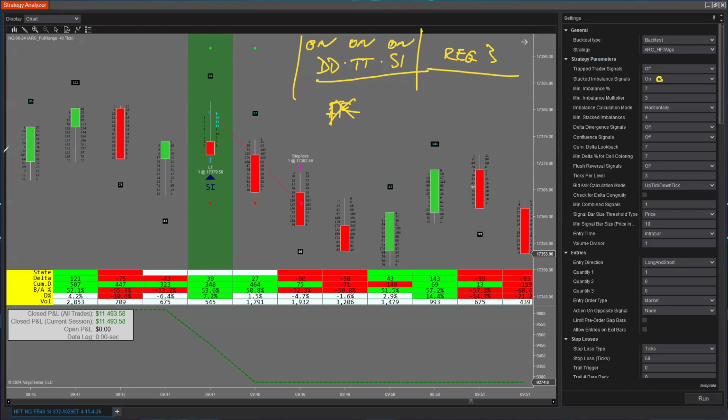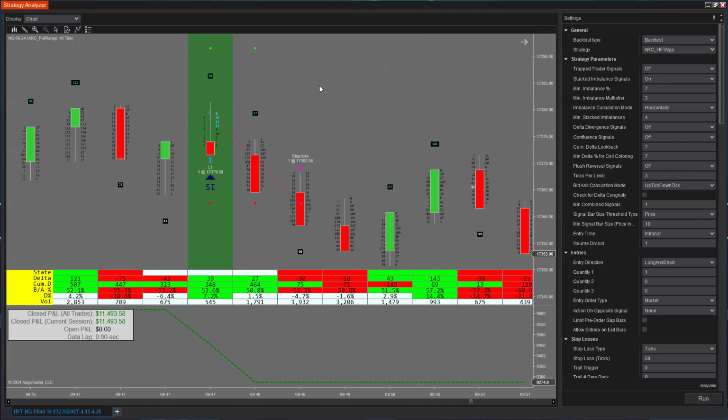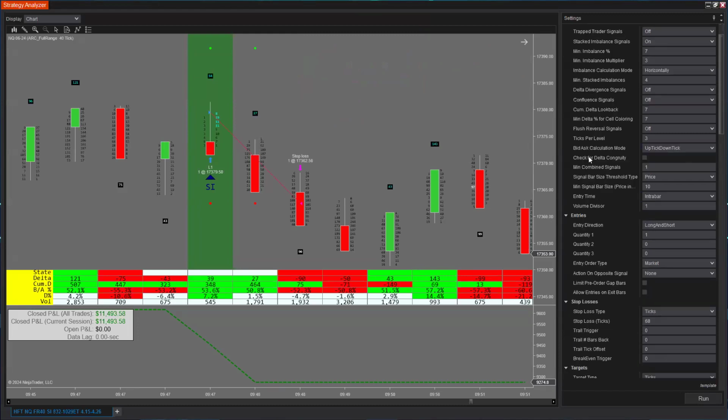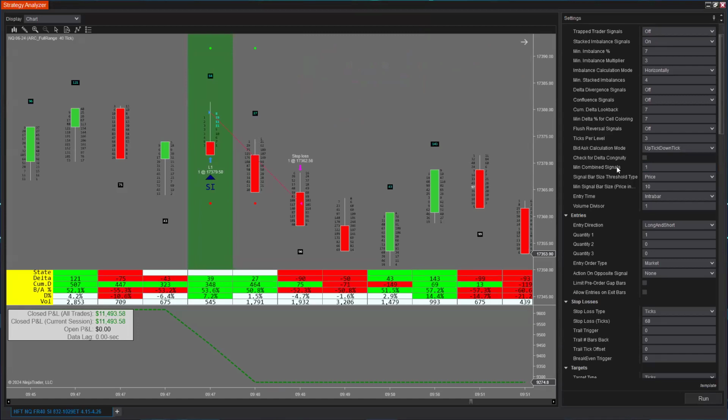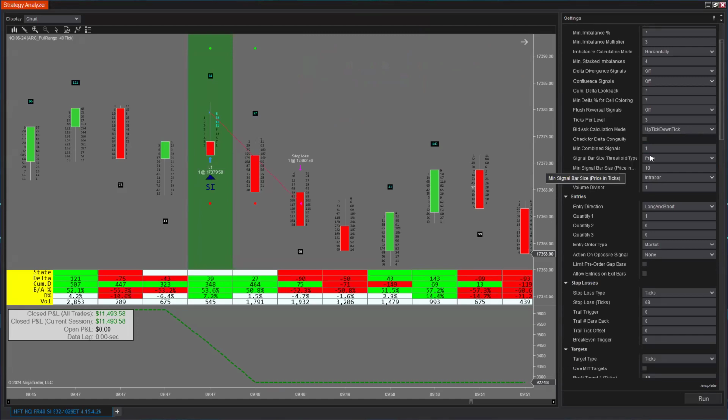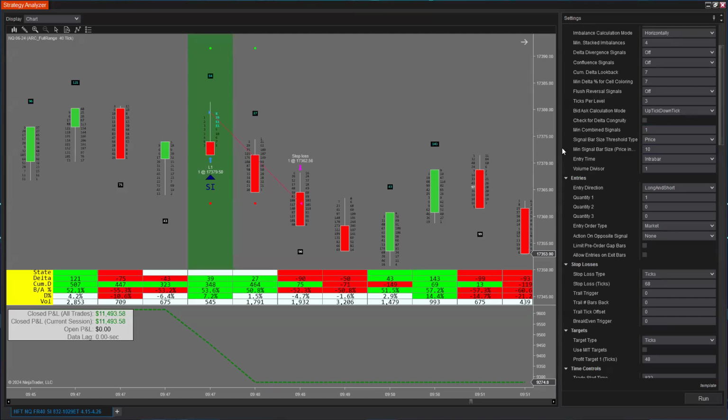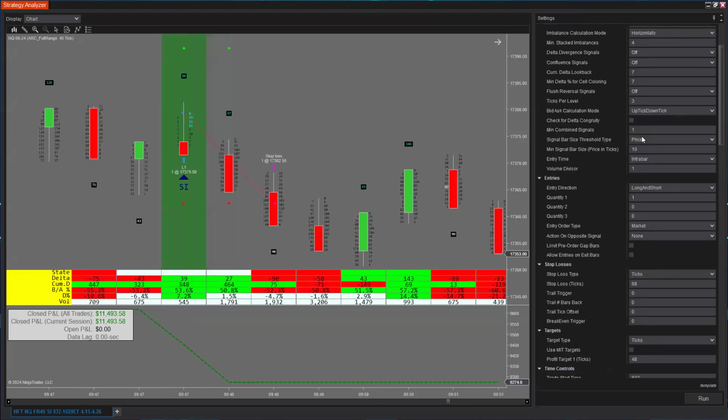So you can do it that way too. There's so much you can do with this algo. Like no 2 traders will ever trade this the same, plain and simple. It's just not going to happen. There's way too much that you can do. And it's a good thing. It's not that it's complicated or anything. It could be if you make it complicated, but there's just some things you need to know. So minimum combined signals. Signal bar threshold type.